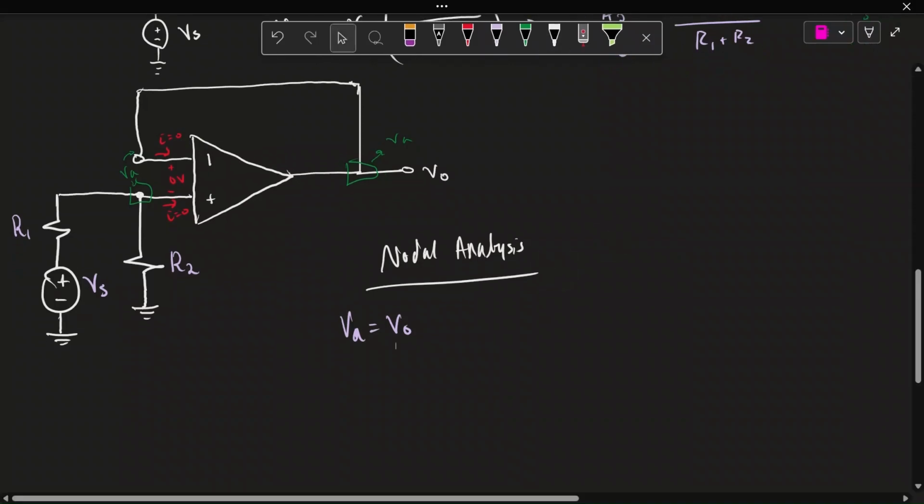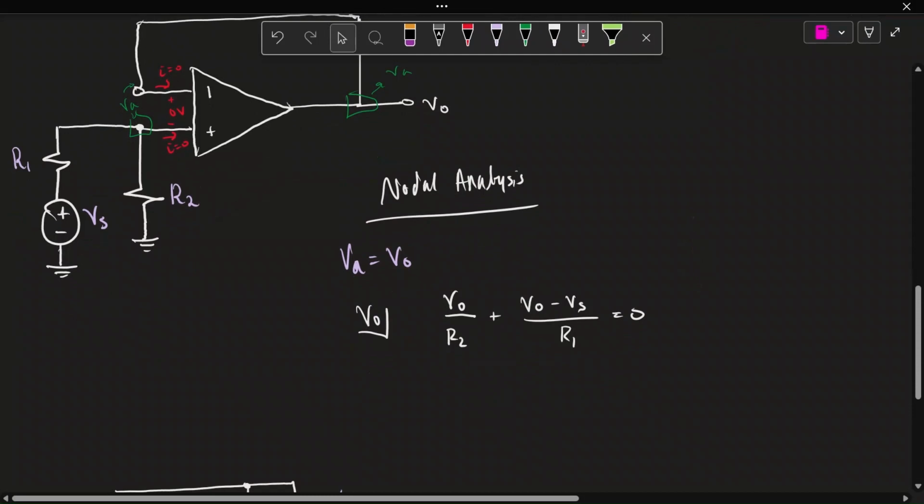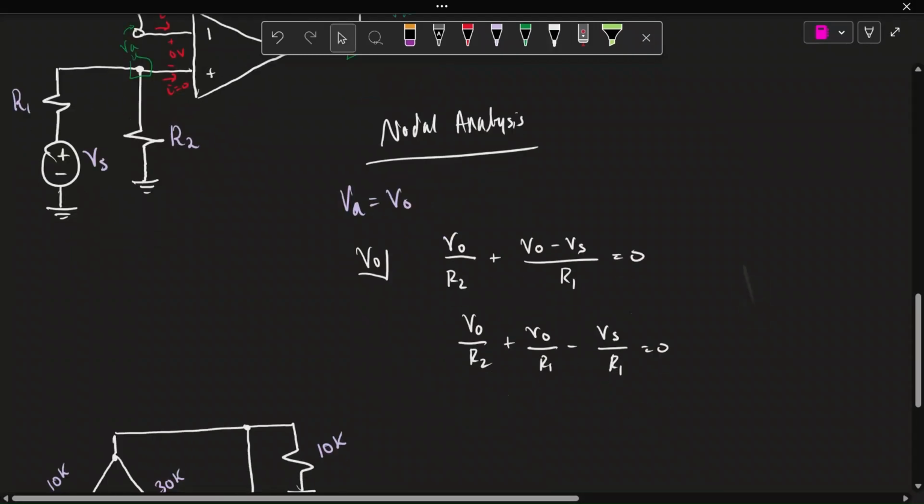So let's create our node voltage equations for VO. So we'll start with VO, and you can see here, this is the same configuration. This is another voltage divider, very easy. So what we have is VO over R2, the current going through R2, plus VO minus VS over R1 is equal to 0. Solving for VO, or I guess you could solve for VS in terms of VO or VO in terms of VS. But let's solve for VO in terms of VS. So let's do VO over R2 plus VO over R1 minus VS over R1 is equal to 0.